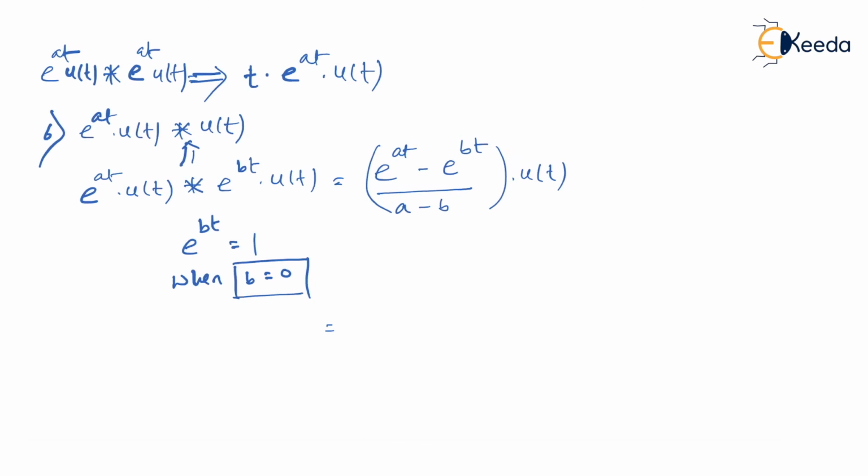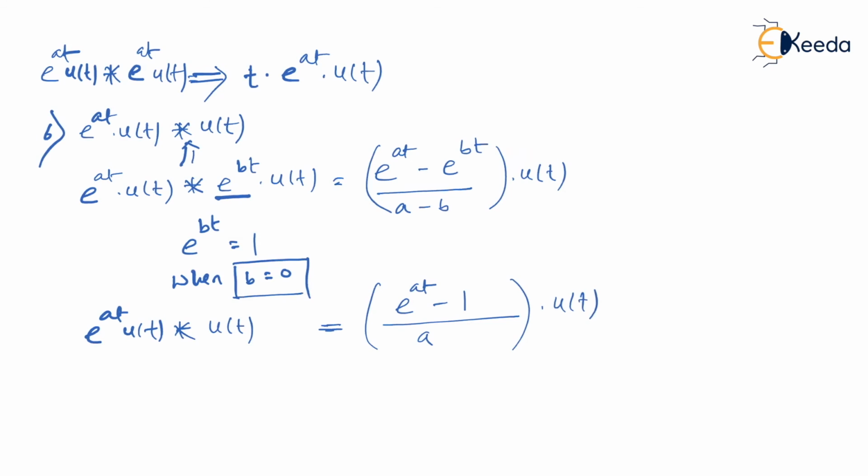Finally, e to the power at u of t convolved with u of t. Now in this, when you substitute b equal to 0, it will become e to the power 0, and anything raised to 0 is 1. E to the power 0 is 1. What is left here? U of t. So the result becomes, in the numerator we have e to the power at, and since b value is 0, again e to the power 0 becomes 1. So it remains as minus 1, whole divided by a only, because b value is equal to 0, whole multiplied with u of t. So this becomes the final result for e to the power at u of t convolved with u of t.